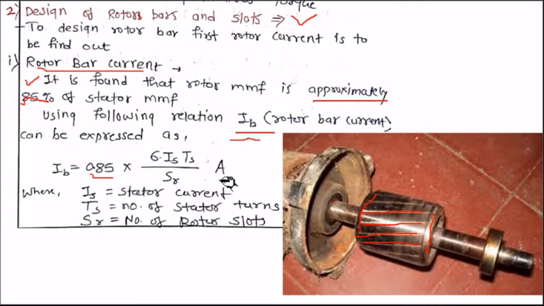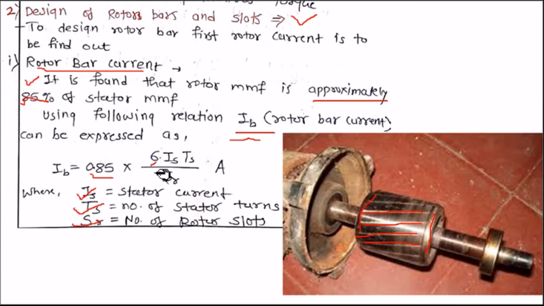Stator MMF is nothing but your stator MMF per slot. It is nothing but 6 times IS TS, that is ampere turns of stator, divided by the number of rotor slots, SR. SR stands for your number of rotor slots. IS is your stator current. TS is your number of stator turns per phase. After that, SR, number of rotor slots.